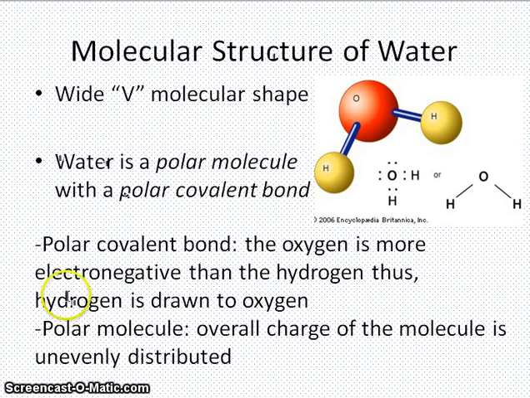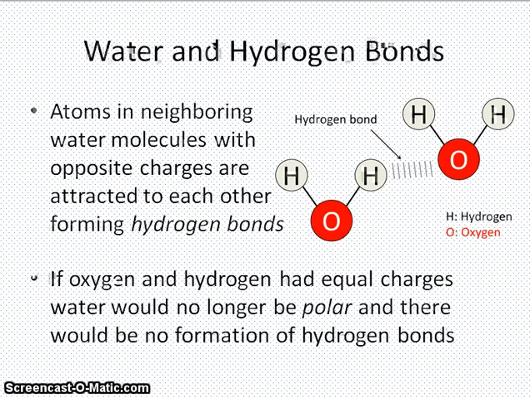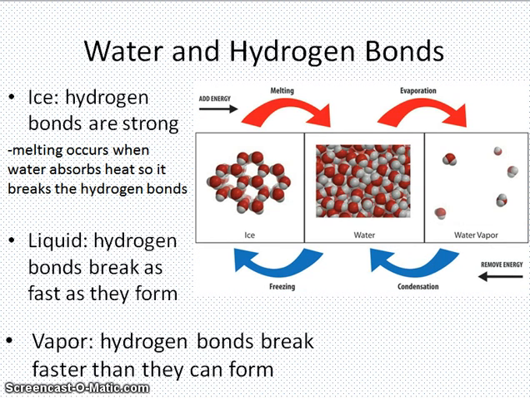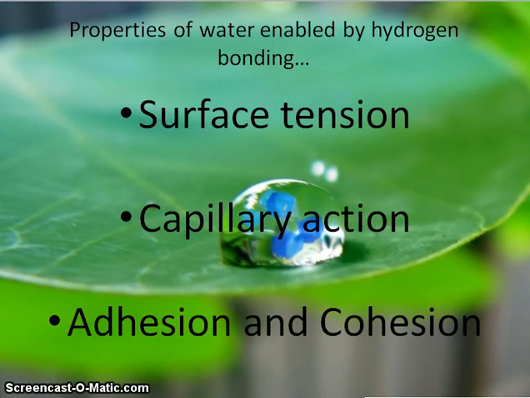So as a review, water has a wide V shape, which makes it polar. That polarity causes a hydrogen bond to form from the opposites attract concept. And then through that, water can have different forms. Water has properties like surface tension, capillary action, adhesion, and cohesion.